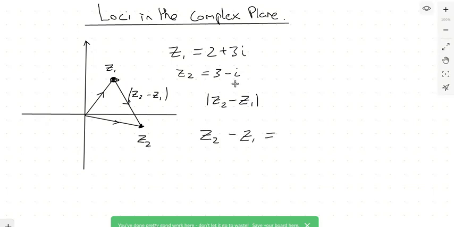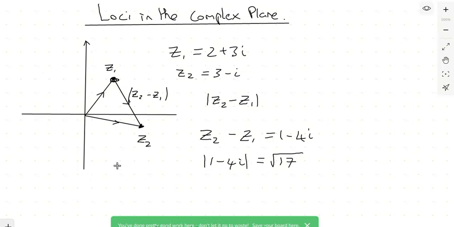Well, it's simply 3 minus 2, which is 1, and then minus 1 minus 3, which is minus 4i. Yeah? And the length of 1 minus 4i is simply going to be root 17, because it's 1 squared plus 4 squared, square rooted. Well, that's exactly what this is.